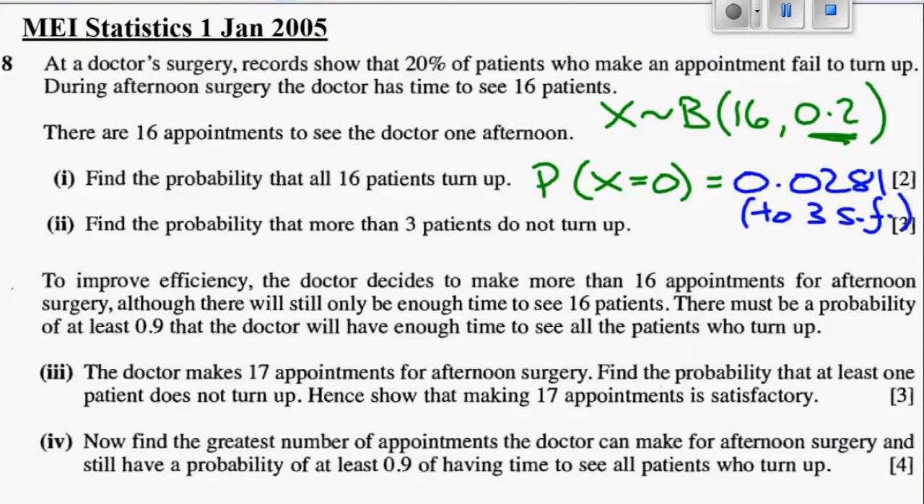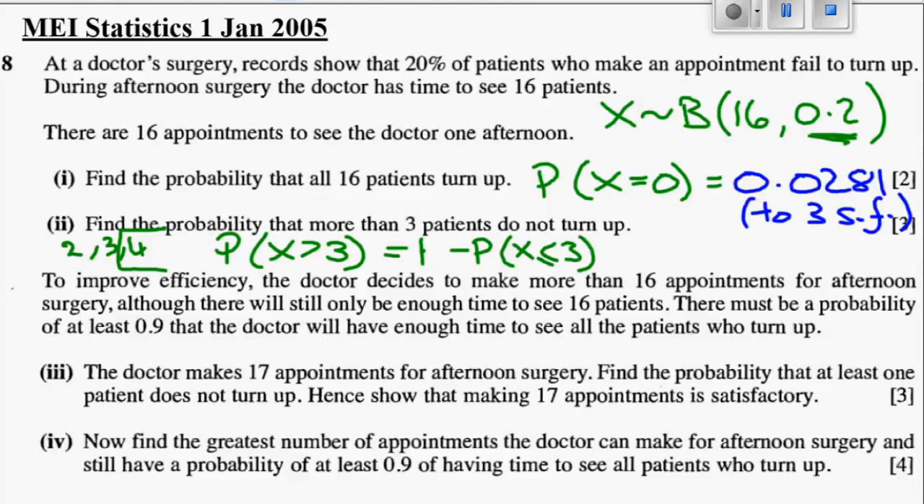Find the probability that more than 3 patients don't turn up. So in this case, I'm saying what is the probability that the number of patients who don't turn up is greater than 3. So I'm going to think about my numbers around 3. And if I'm saying greater than 3, that is 1 minus the probability that x is 3 or less.